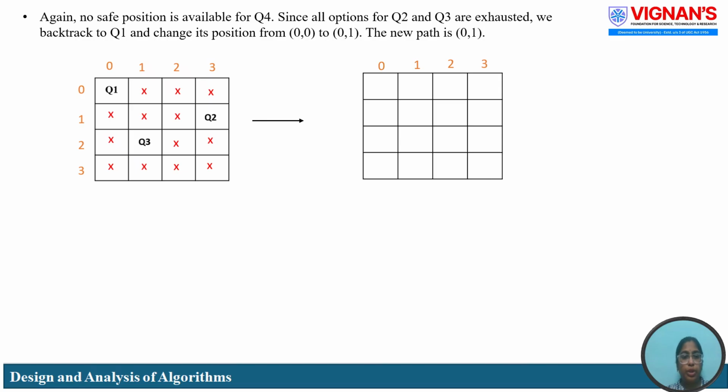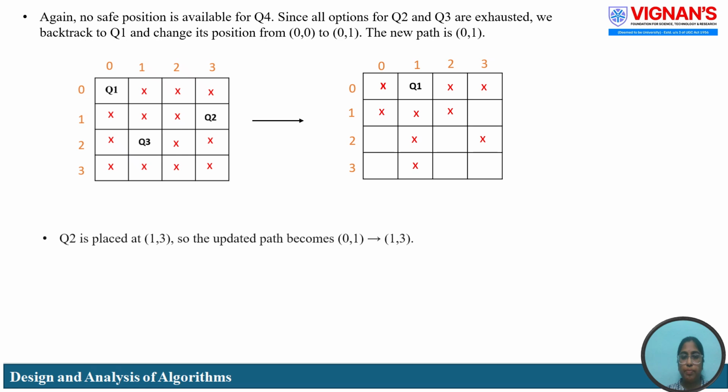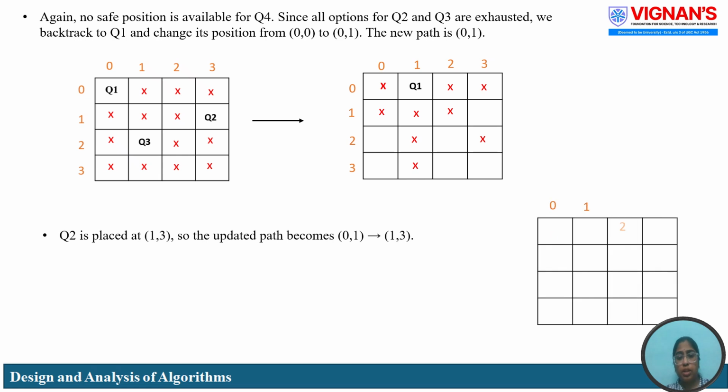Now we need to backtrack again and check for the safe position. So we need to change queen 1 from 0, 0 to 0, 1 and block the unsafe positions. Now try to place queen 2 again. After blocking all the unsafe positions, we have only the safe position 1, 3. Let's try to place the queen 2 at 1, 3 and block the unsafe positions.